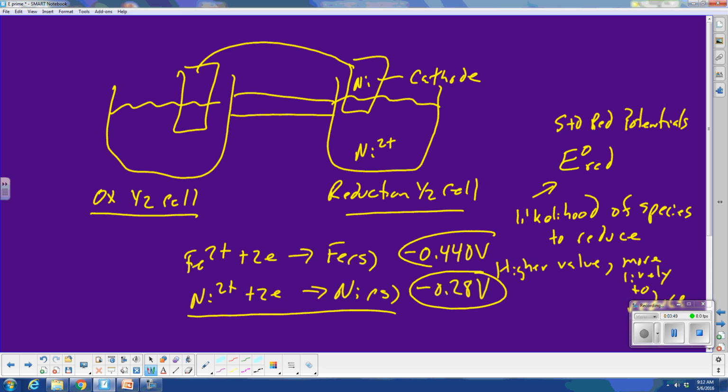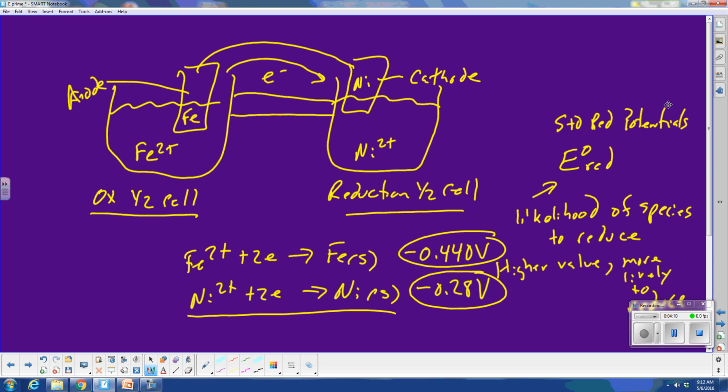The lower value is going to oxidize, so that means my iron is going to be in my oxidation half cell, and this will be called what? My anode, and my electrons will flow from my anode to the cathode, right? And so that is our review.